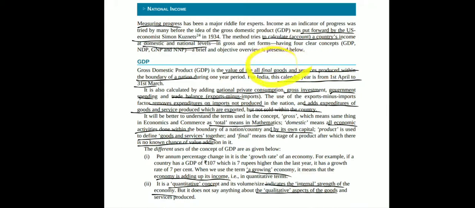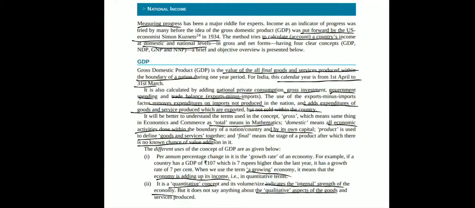And when we see final, it means the stage of a product after which there is no chance of value addition in it. So when you've added all the values of all the goods and services, we come to the GDP of our country. And when we mention final, we see that after the GDP is calculated, there has not been a single stage of a product that has been missed out.